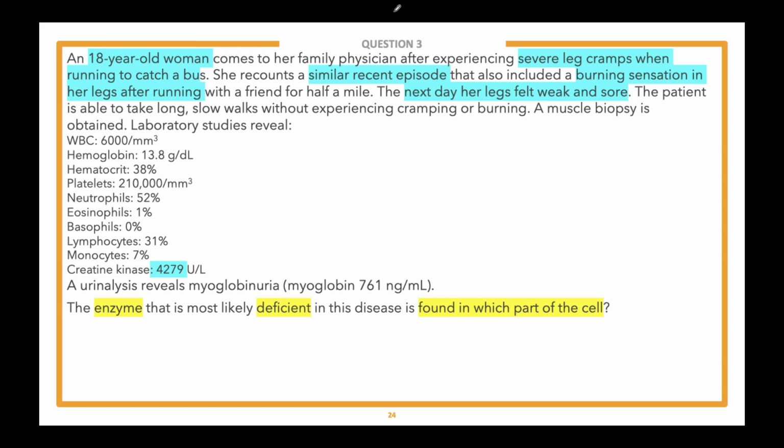Okay, so hopefully our brains are starting to think of some things. Now the question's asking us about an enzyme and where in the cell it is. So how many steps is this question? Well, I think this is probably a three-step question. One, we need to know what disease this 18-year-old woman has. Two, what's the enzyme deficient in that disease? And three, where in the cell that enzyme is found. So a nice three-step question here. Let's go ahead and take a look at what answer choices we're working with.